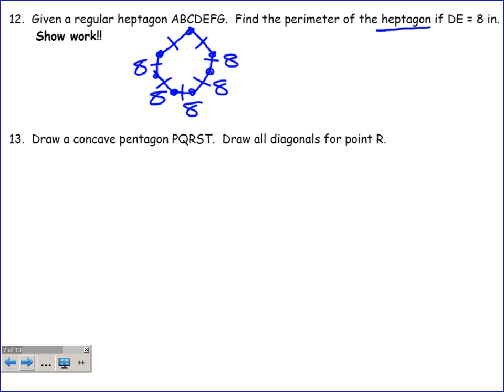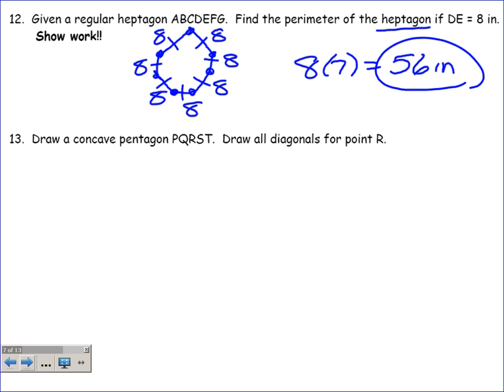If we're finding the perimeter, one way you can do it is 8 plus 8 plus 8 plus 8, all 7 times, or just do 8 times 7 equals 56. What would our units be? Inches. So 56 inches. That's all the work you really need to show. The way you got the 7 is because it's a heptagon, and heptagons all have 7 sides.